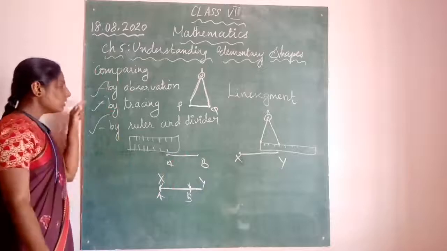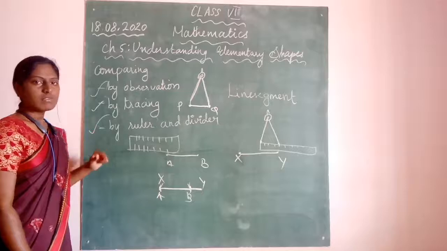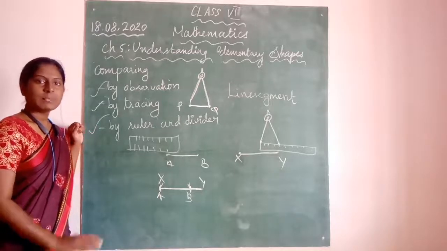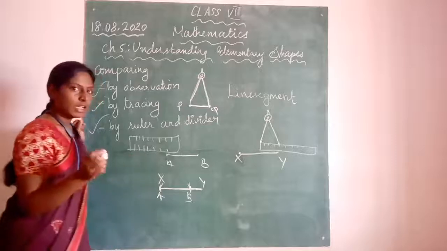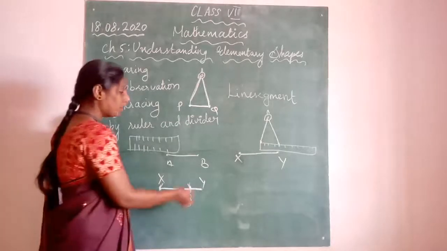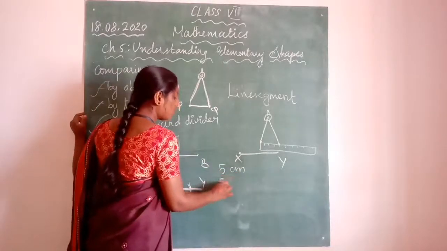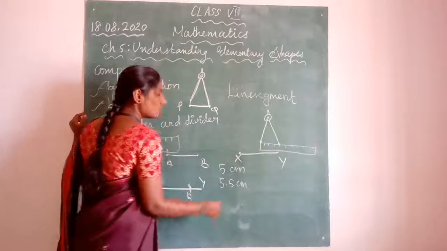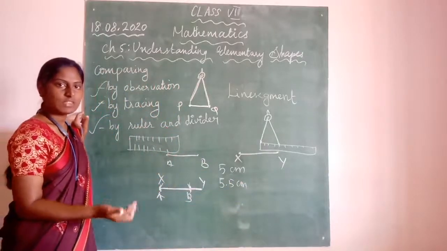But in all three methods, we have some drawbacks. By observing, we cannot say all the time whether it is bigger or smaller. Sometimes two lines may differ by only some points. Maybe one line segment of 5 centimeter and the other of 5.5 centimeter. When we see it, both may look the same. By observing, we cannot say which is bigger or which is smaller.